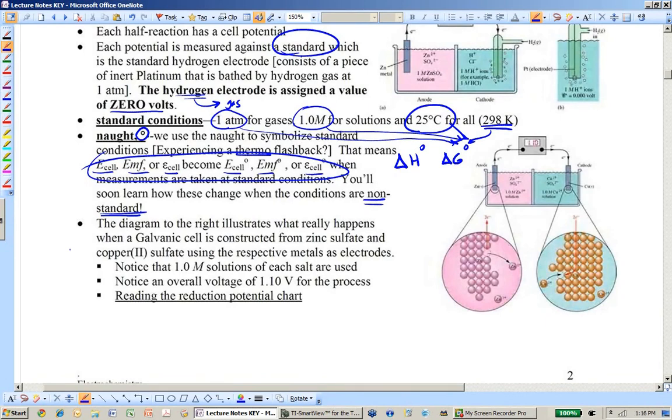So the diagram over here to the right illustrates what really happens when a galvanic cell is constructed from zinc sulfate and copper 2 sulfate using their respective metals as electrodes. Notice that 1 molar solutions of each salt are used, so the solutions those electrodes are immersed into have loads of ions floating around. Notice an overall voltage of 1.10 volt for the process. We'll get to how that happens in a second, because we'll learn to read the reduction potential chart.